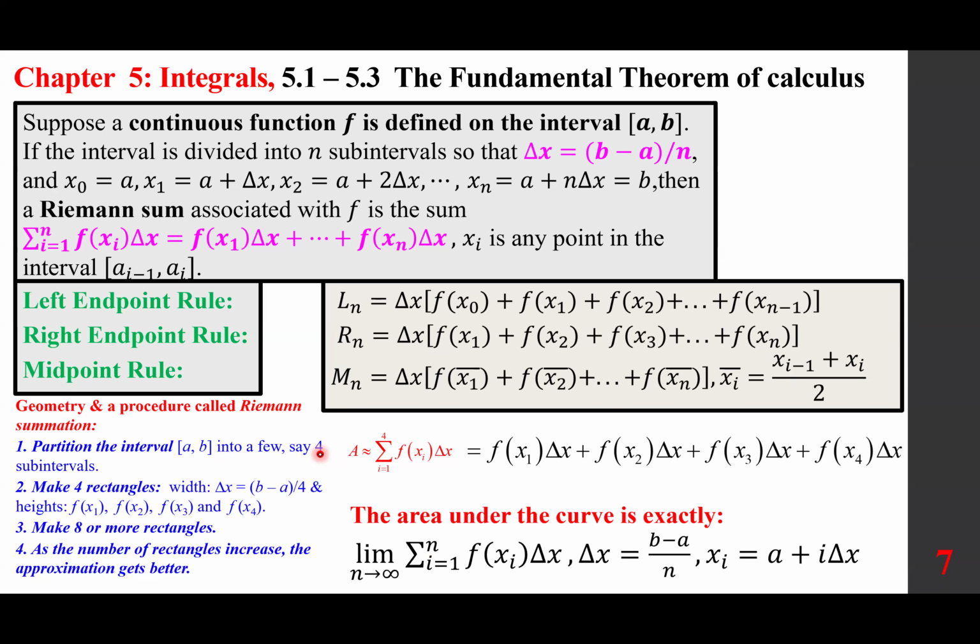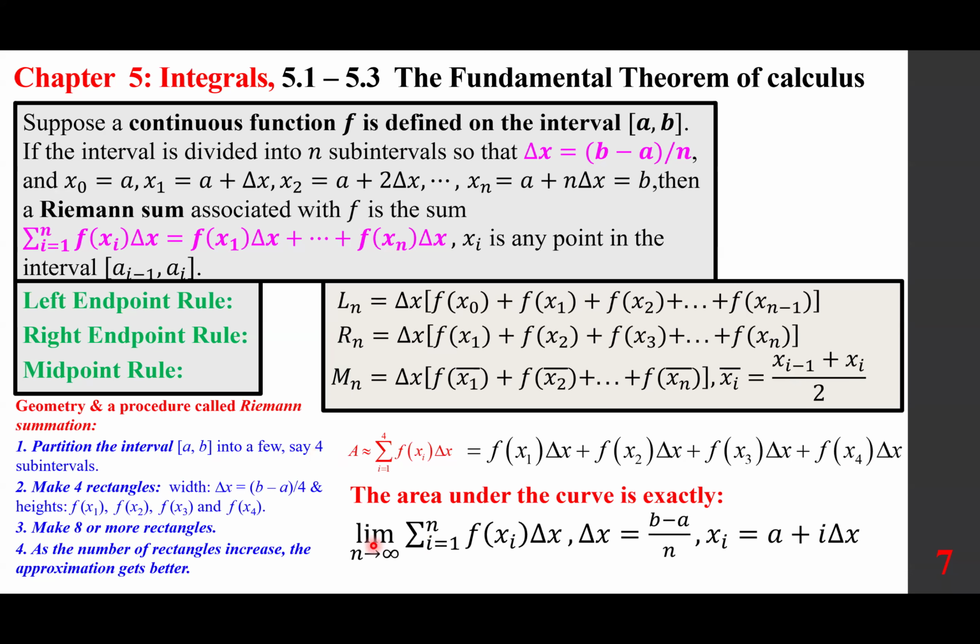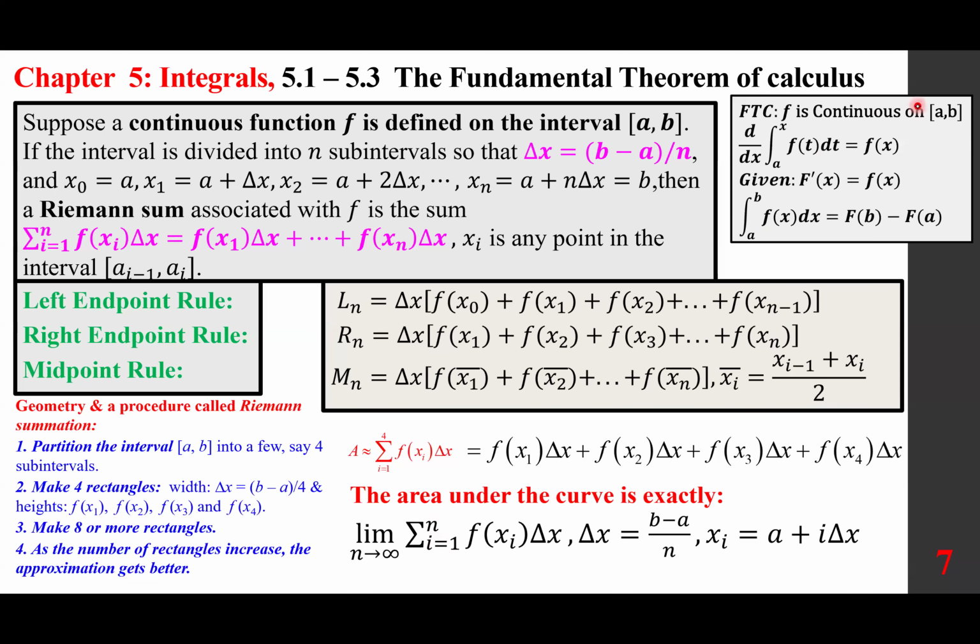So the area under the curve is exactly equal to the limit as n approaches infinity of the summation of i going from 1 to n of f of x sub i delta x, where delta x is (b minus a) over n and x sub i is a plus i delta x. And this limit is pretty tedious to calculate. We take the easy way out for that one, which is one of the fundamental theorems of calculus.